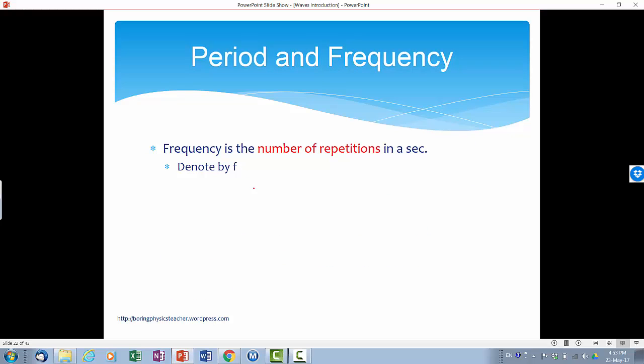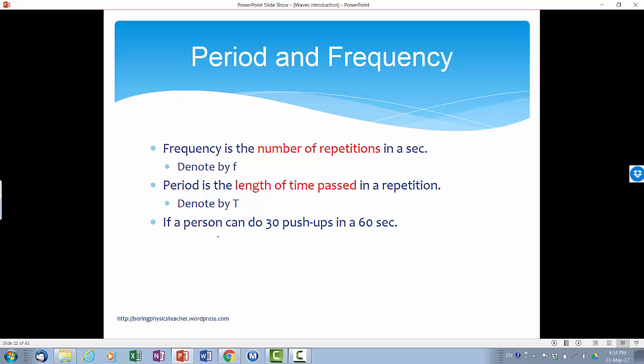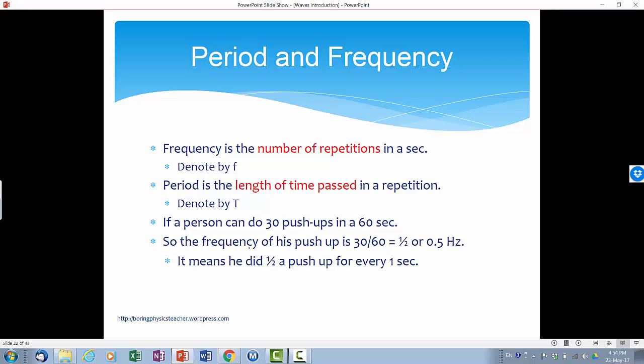So we can see that frequency is the number of repetitions in a second, usually denoted by f, and period is the length of the time passed in a single repetition, denoted by T. Using this example, if a person can do 30 push-ups in 60 seconds, you find that the frequency of his push-up is actually 30 divided by 60, or half, or you can say that it is 0.5 Hertz. What it simply means is that he did half a push-up for every 1 second.